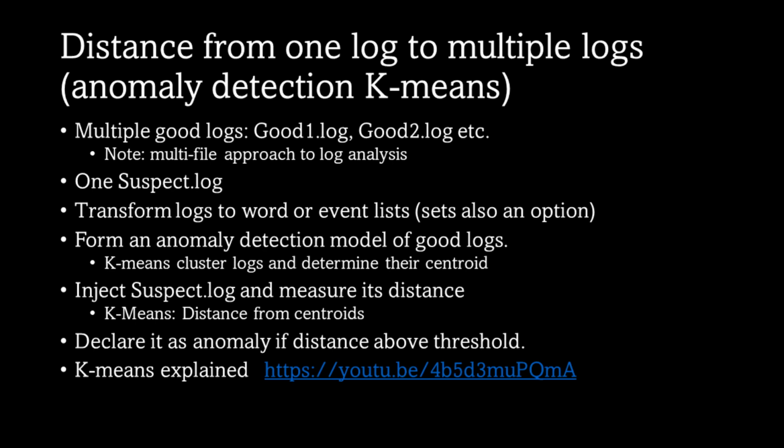If the distance exceeds a defined threshold, the suspect log is flagged as an anomaly. This method uses multiple historical log files to systematically detect deviations, providing a clear way to identify potential issues. A link is provided for further explanation of k-means clustering.